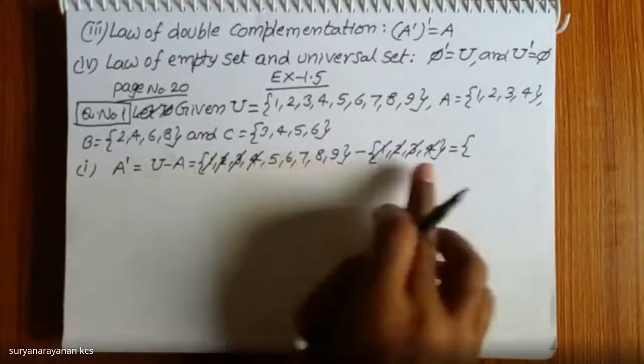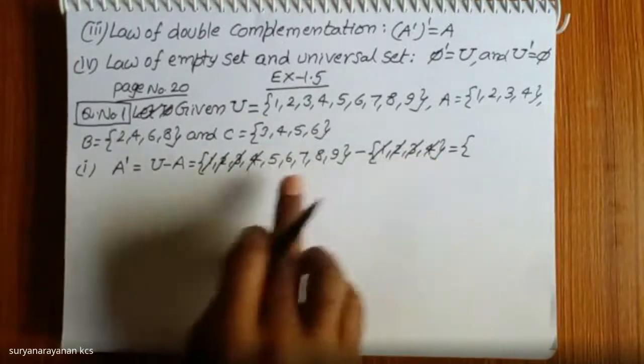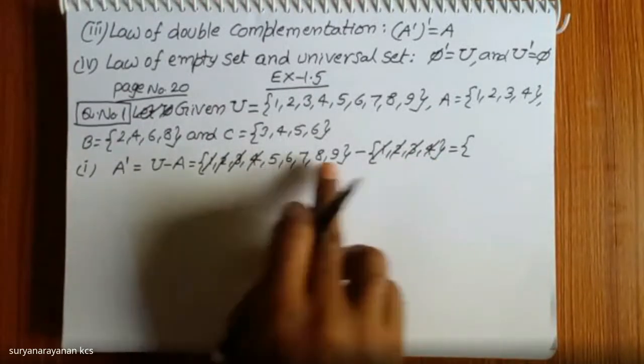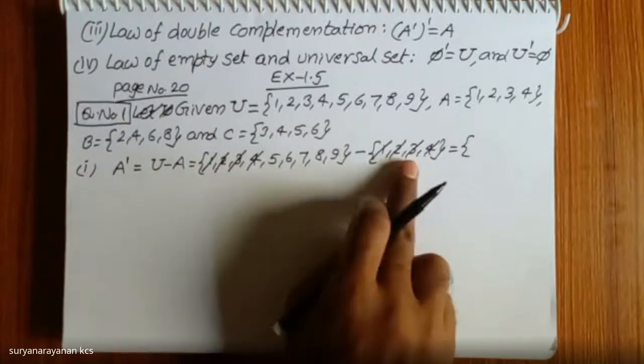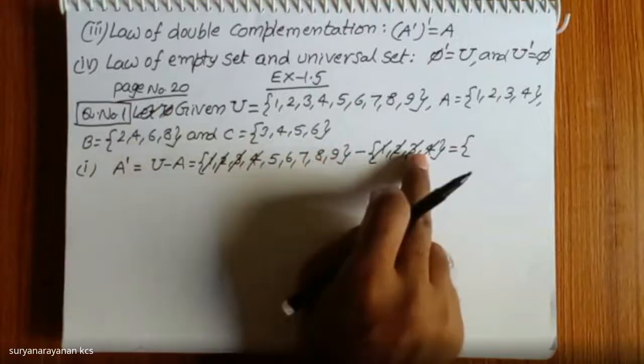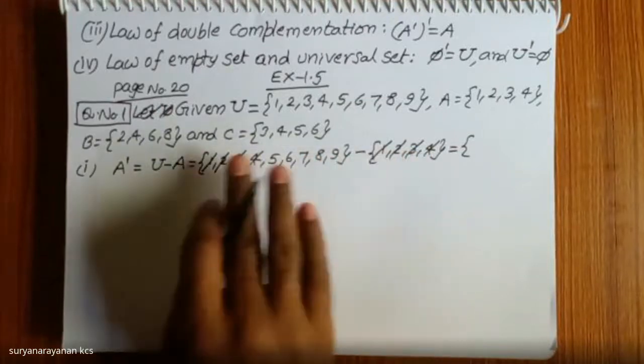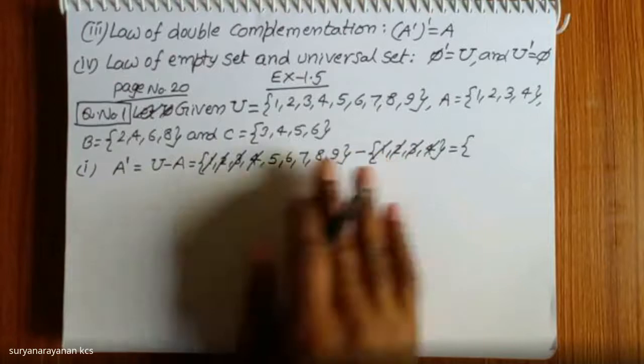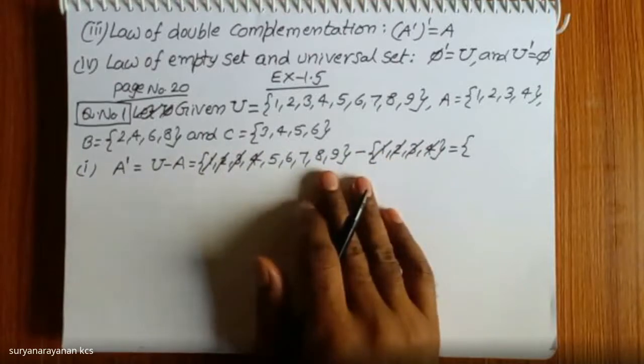Here 5 is there. There is no 5 in the second set. Here 6 is there. Here not there. Here 7 is there. Here not there. Here 8 is there. Here not there. And here 9 is there. Here not there. Now the cancellation part is over.